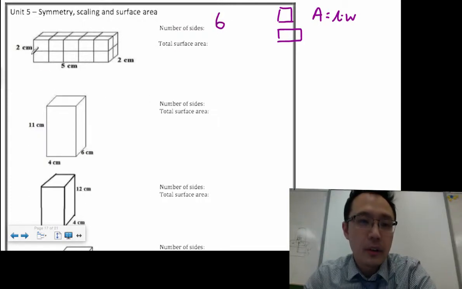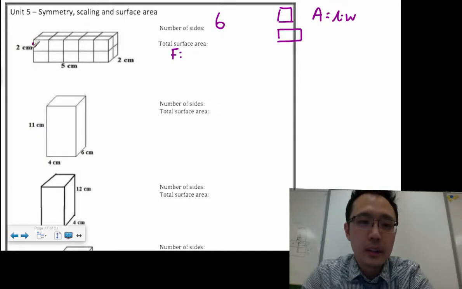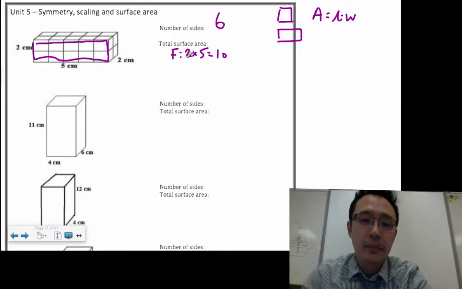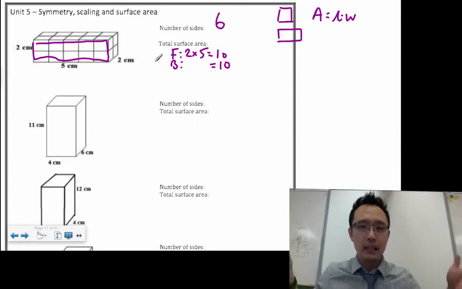And the total surface area of this is that, well, I need to figure out what the front is. So I'm going to use F for front. And the area of the front is this 2 by 5, that's 2 times 5. That's equal to 10. Well, the back side of this is exactly the same, so that's going to be 10 as well. You have your two sides at the end.